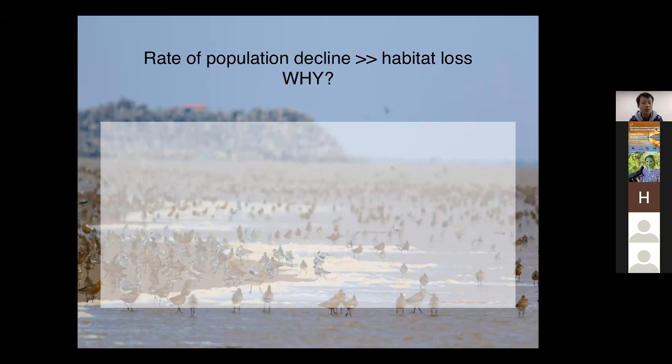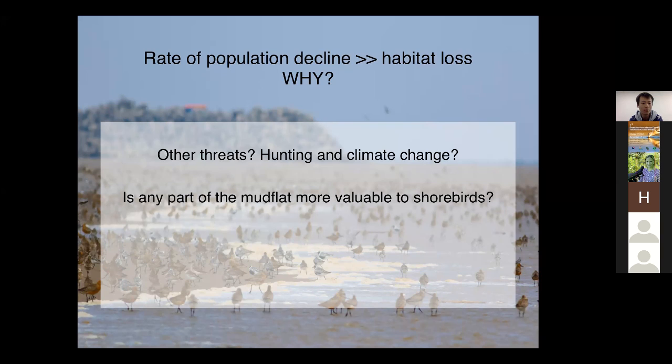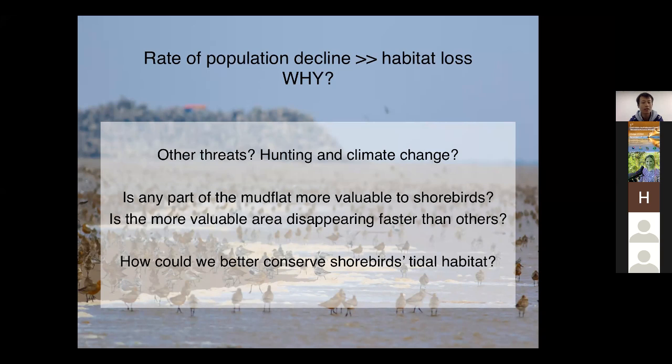Maybe other threats like hunting or climate change have contributed to this discrepancy, as has been talked about during other sessions. But can habitat loss itself lead to such a discrepancy? For example, if one part of the mudflat is more valuable for shorebirds, then a small amount of habitat loss in this area may indeed have drastic population consequences. And if that's the case, how should we better conserve those species?